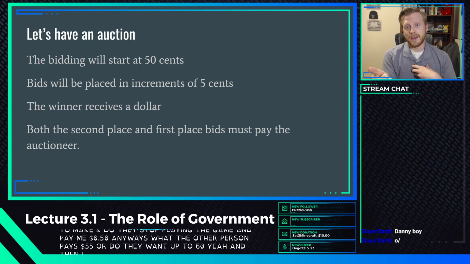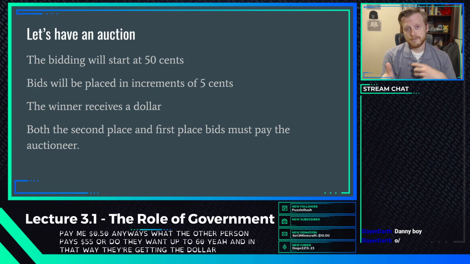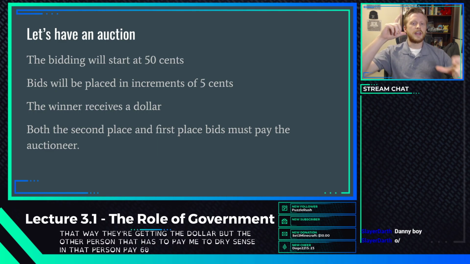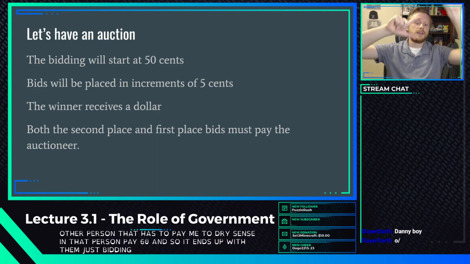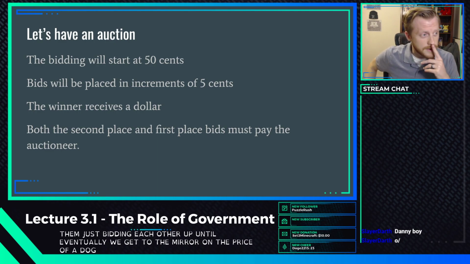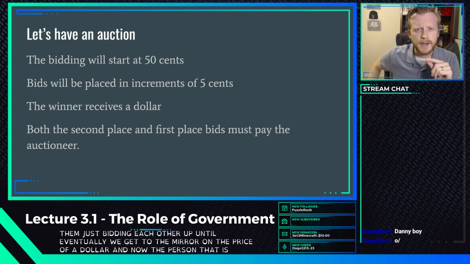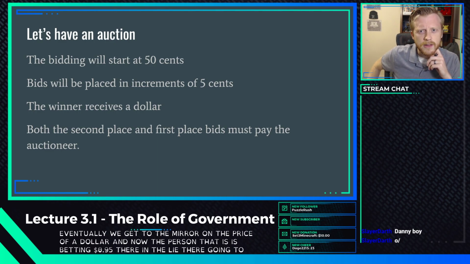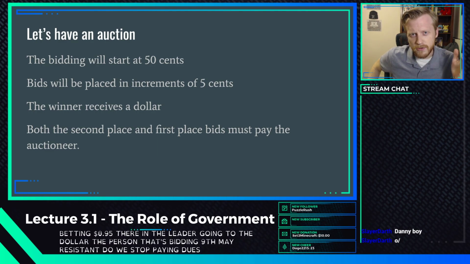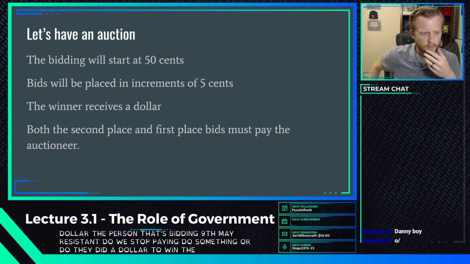In that way they're getting the $1, but the other person now has to pay me 55 cents, and the person that pays 60 gets the $1. So it ends up with them just bidding each other up until eventually we get to near the price of $1, and now the person that is bidding 95 cents is in the lead. They're going to get the $1. The person that's bidding 90 has a decision. Do they stop paying? Or do they bid $1 to win $1? Why not? They'd break even.